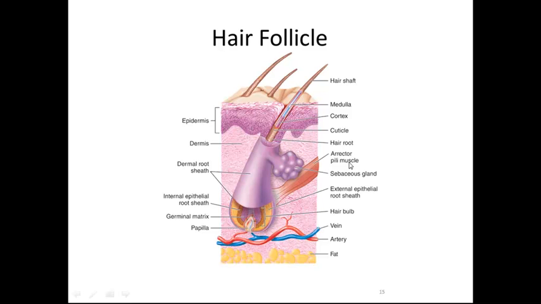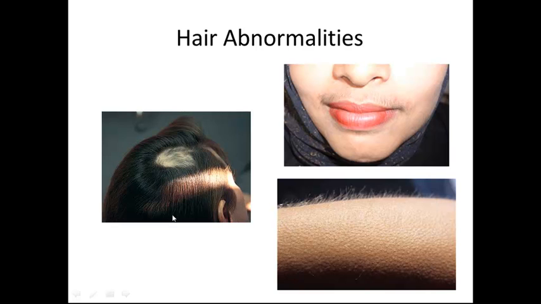And as you can see here, another picture of the skin and the hair follicle. So the hair shaft above the skin and into the epidermis, and then we start to see the root of the hair follicle in the dermis layer. Picture of alopecia on the left. On the top right, you have hirsutism, and then we have goosebumps on the bottom right.